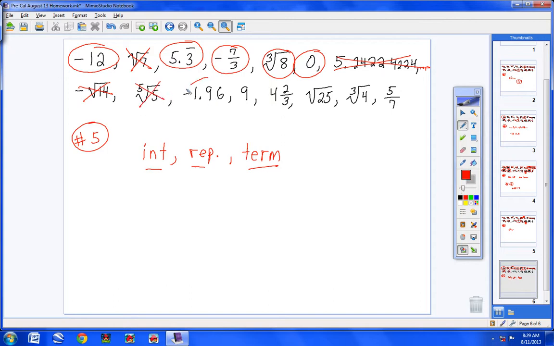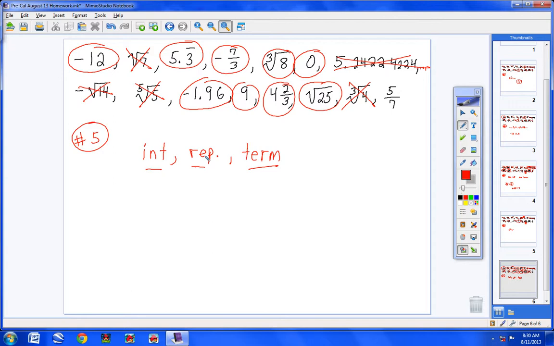Now this one terminates. Negative 1.96. This is an integer. This one repeats. 4.66666. This is 5. Now this one here, this would go on and on without repeating. So that's not going to be rational, excuse me.